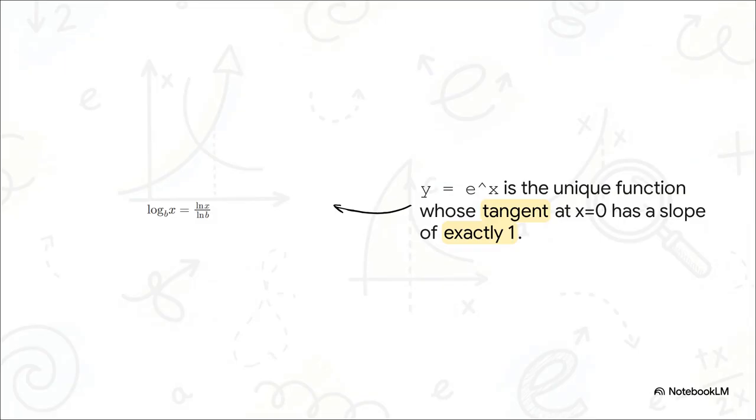And here it is. This graph shows it perfectly. That magic number, which we call e, gives us the function e to the x. And if you look at the tangent line right at x equals 0, its slope is exactly 1. It's the perfect base we were searching for.